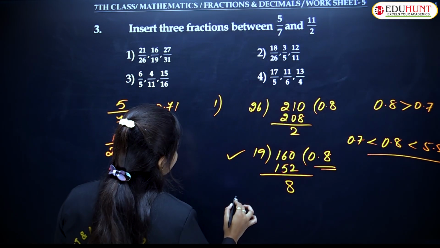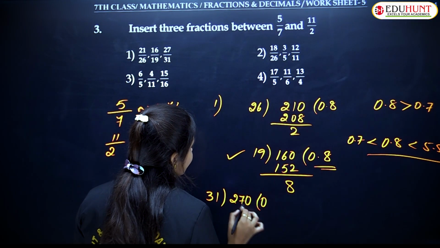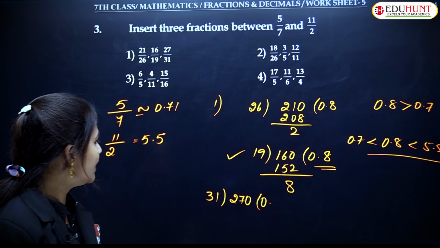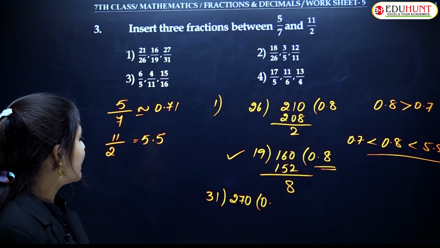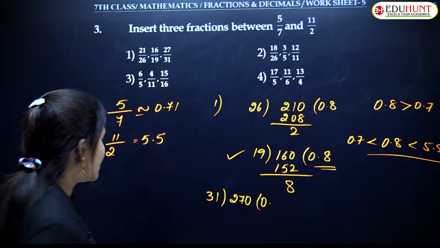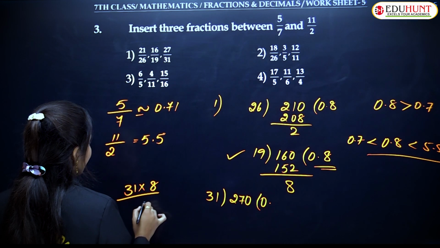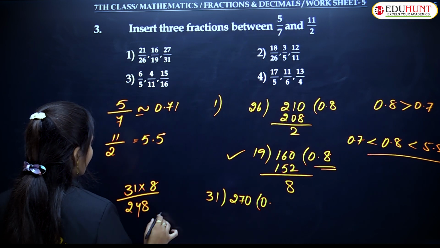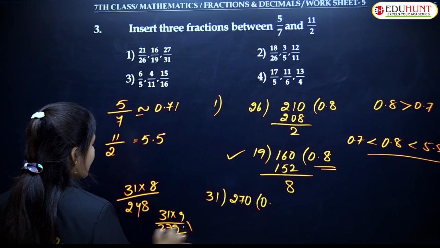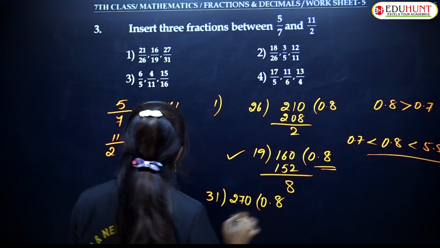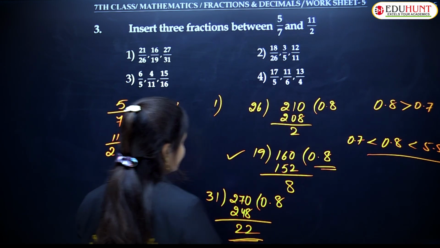Still one more number is there. What is that? 27 divisible by 31. 0 and keep that 0. Okay, 31 into 10 is equal to 310. So 31 into 9, that one we will get as 279. So that one is also more. That's why 31 into 8: 8 ones are 8, 8 3s are 24. Okay, next 31 into 9 is 279. So this is more, right? So that's why 31 into 8 is equal to 248. And the remainder is 22.